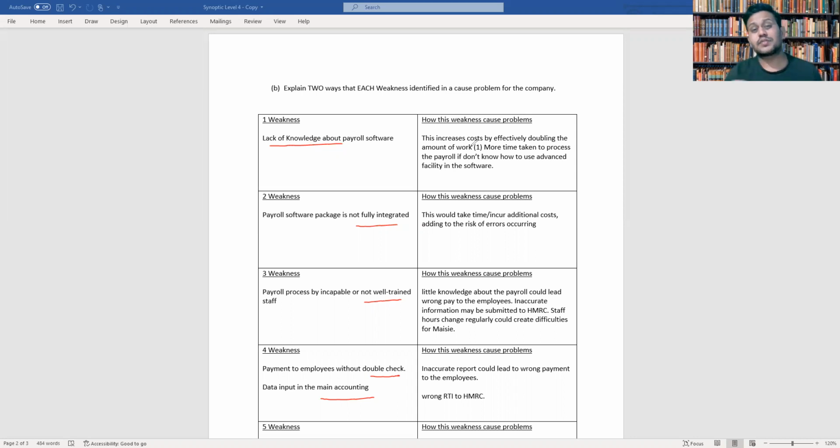And after that, you can try to link with your answer. For example, you can say what will be the impact, so how this weakness can cause a problem. So this increases the cost by effectively doubling the amount of work. So it is kind of like, you can say that.